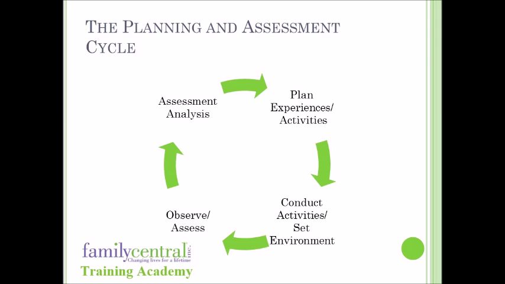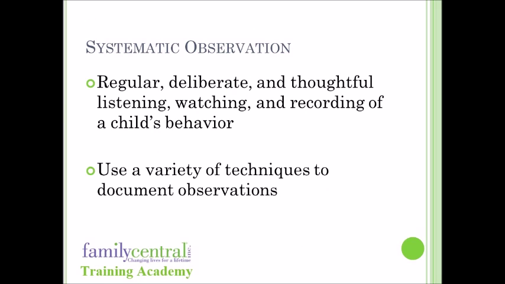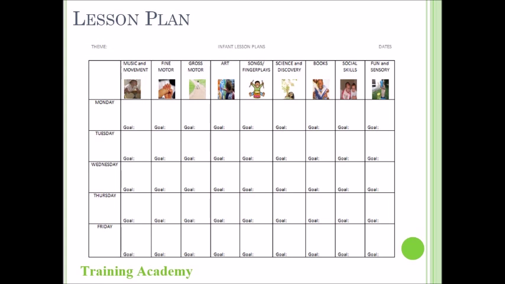The planning and assessment cycle consists of you observing, analyzing, assessing, and planning activities related to what you observed and areas where children need support. You would then conduct activities related to your findings in the environment and repeat the cycle of observation and assessment again. Systematic observation takes place on a regular basis, is deliberate and thoughtful, listening, watching, and recording the children's behaviors. Use a variety of techniques to document observations.